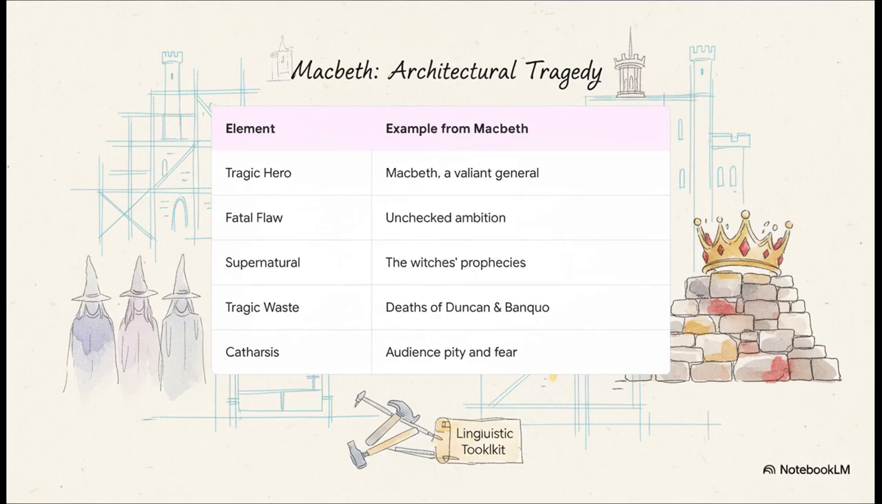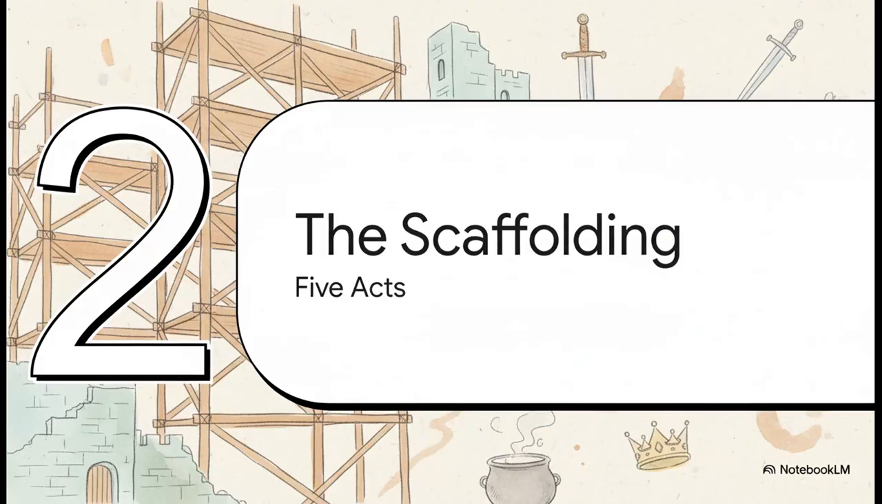And you can see how Macbeth fits this mold perfectly, can't you? Our tragic hero? That's Macbeth, the celebrated general. His fatal flaw? Oh, it's that vaulting, unchecked ambition. You've got the supernatural element, with the witches basically lighting the fuse on that ambition. All of this leads to so much tragic waste, the senseless deaths of Duncan, Banquo, Macduff's entire family. And for us, watching it all, we get what's called catharsis, that feeling of releasing all that pity and fear. It's a classic formula.